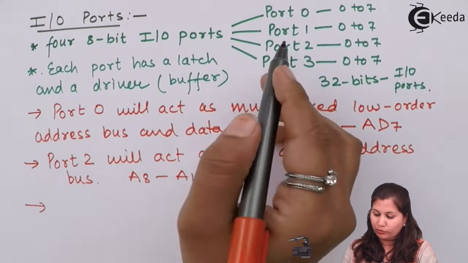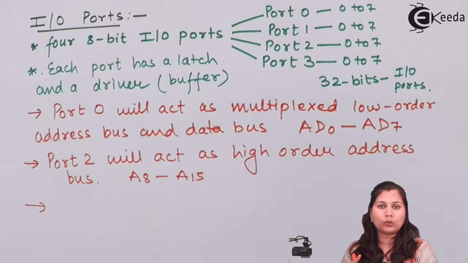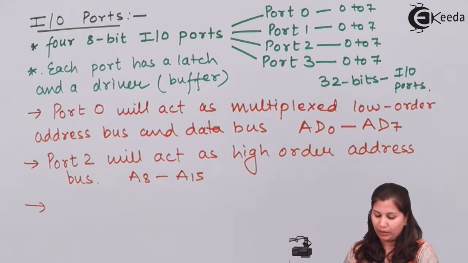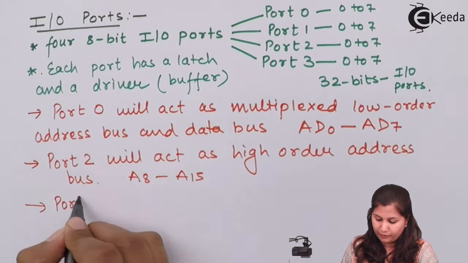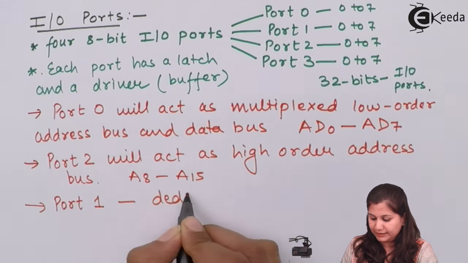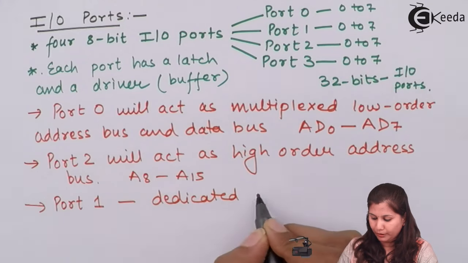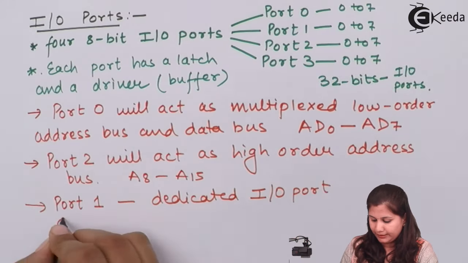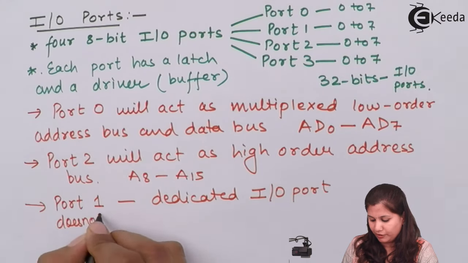Then we have port 1. Port 1 has only a single function. It will act only as a general purpose input output port. There is no second function for it, unlike port 0 and port 2. Port 1 is defined for input output pins only. So we can say that it is a dedicated input output port, and it does not have any alternate function.